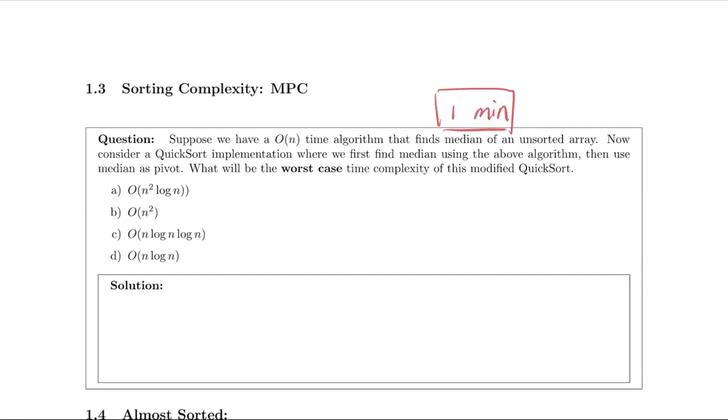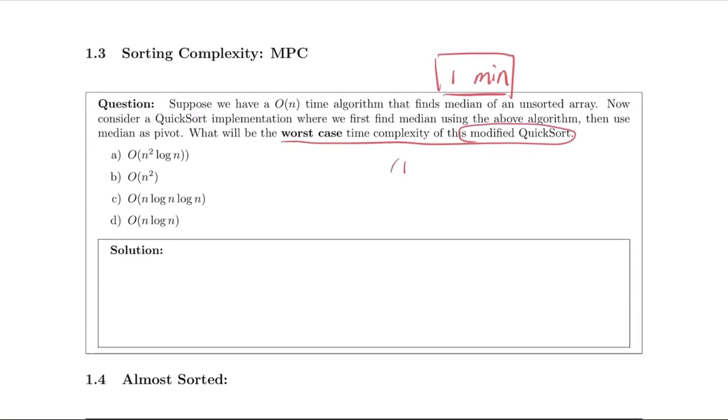Okay, so let's analyze it together. The worst case time complexity of this modified quicksort. So this quicksort, assuming that we have a linear time algorithm that finds the median of the unsorted array. The quicksort first moves the pivot into its sorted position.